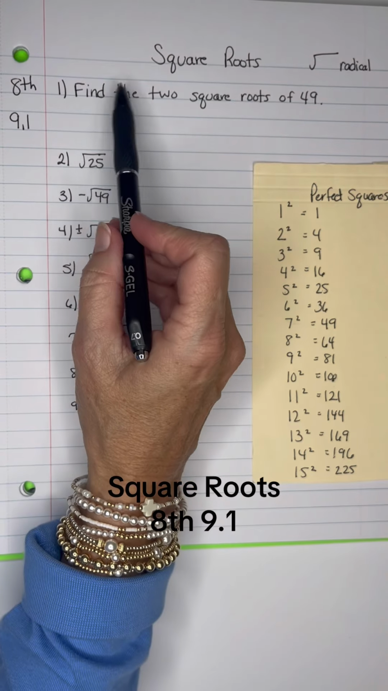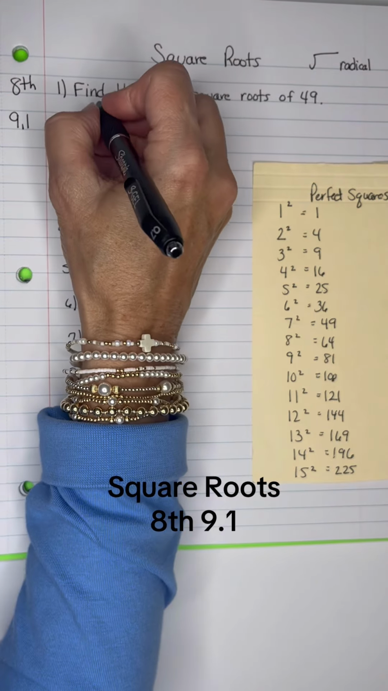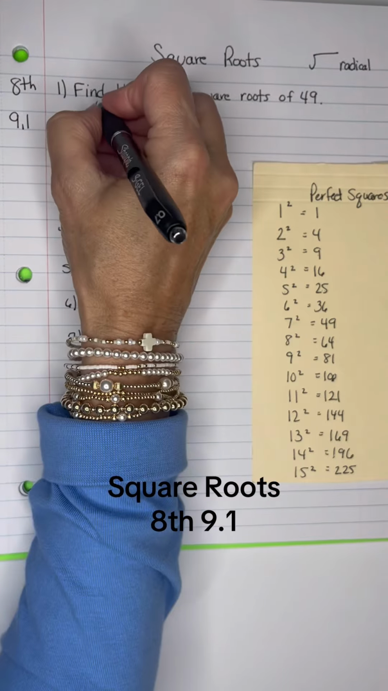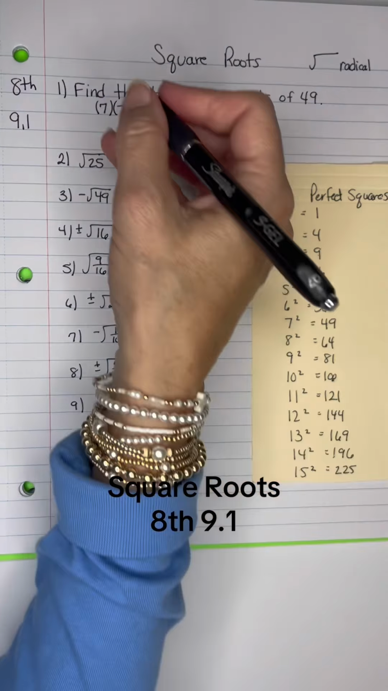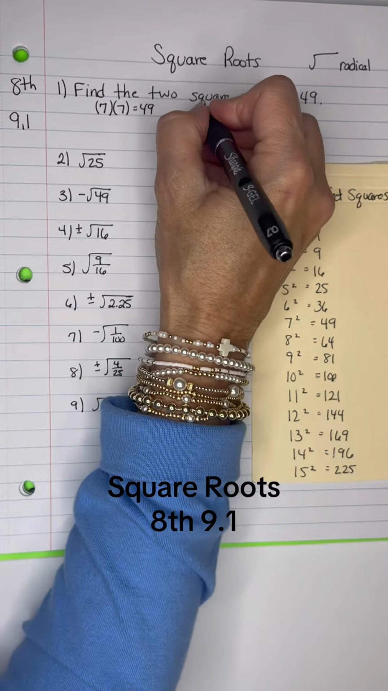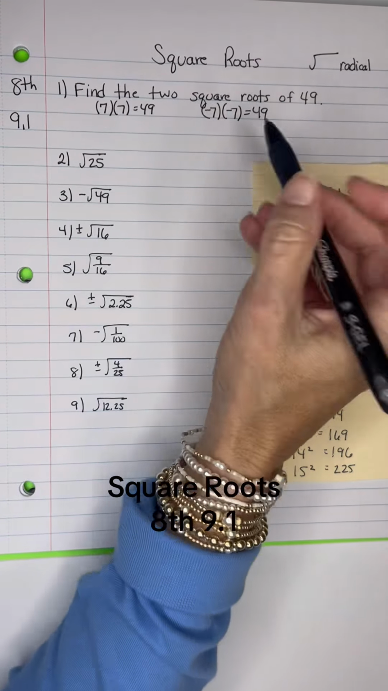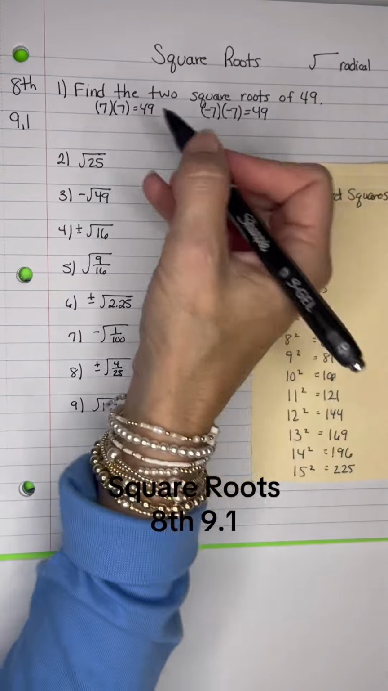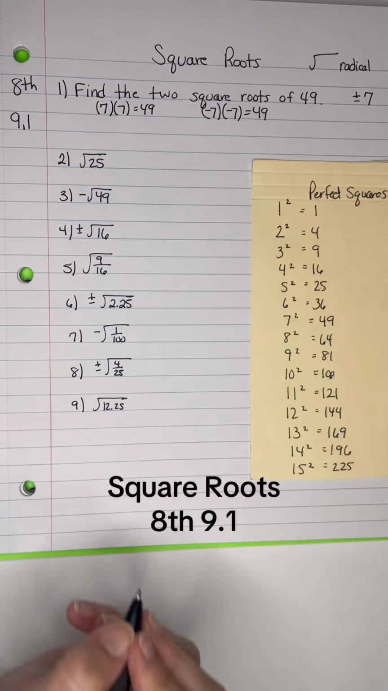So here they're saying find 2 square roots of 49. So what they're asking is, what times itself equals 49? Well, we know 7 times 7 is 49. So one of them is the positive 7, but we also know that negative 7 times negative 7 is also 49, because a negative times a negative is a positive. So there's really 2 square roots of 49, and it's positive and negative 7.